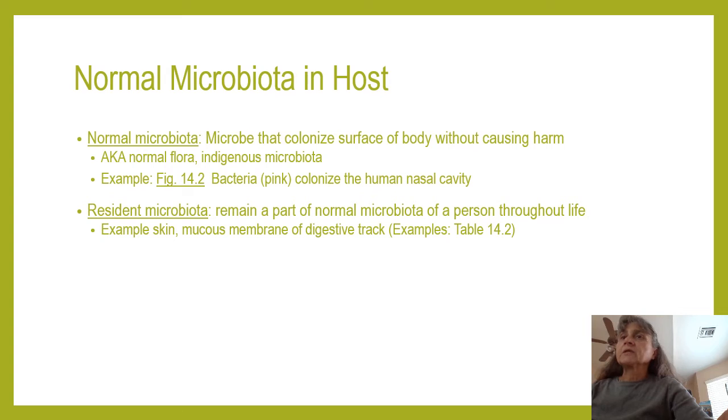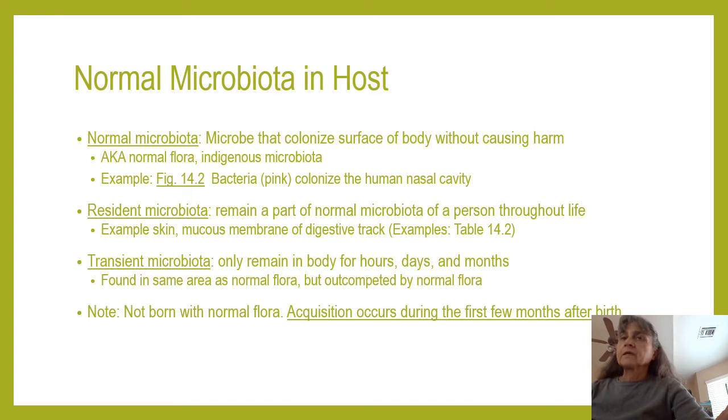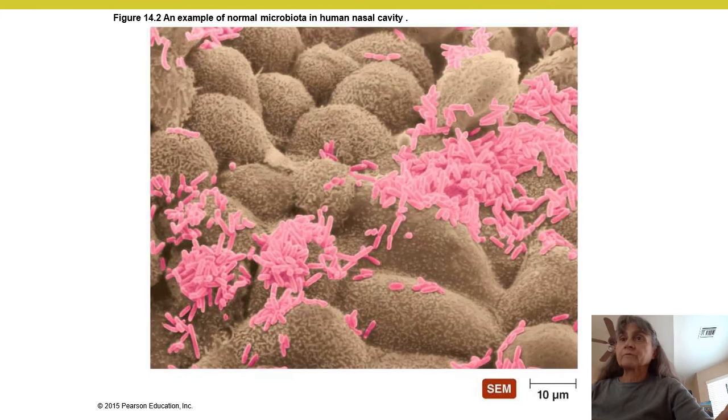For example, your skin, mucus membranes of the digestive tract, and so on. We'll go over table 14.2 and you can look at that a little bit more specifically. Transient microbes only remain in the body for hours, days, and months. They're found in the same area as the normal flora, but they're outcompeted by the normal flora. It is important to mention that you're not born with normal flora. You acquire it during the first few months after birth.